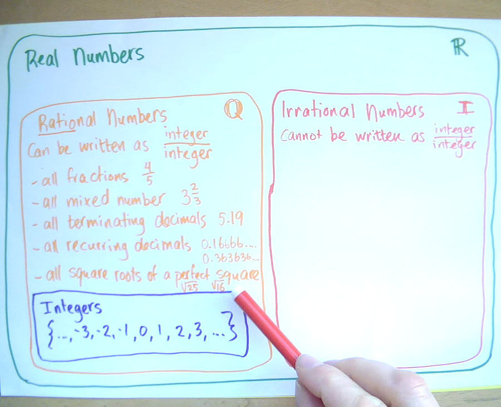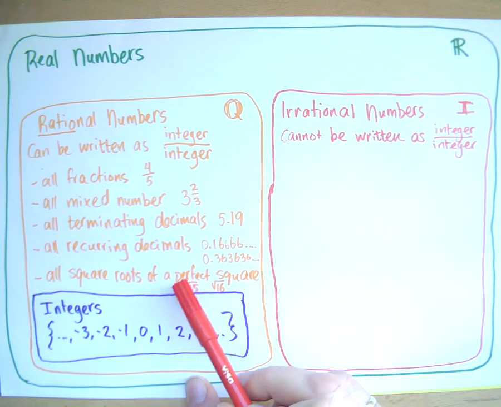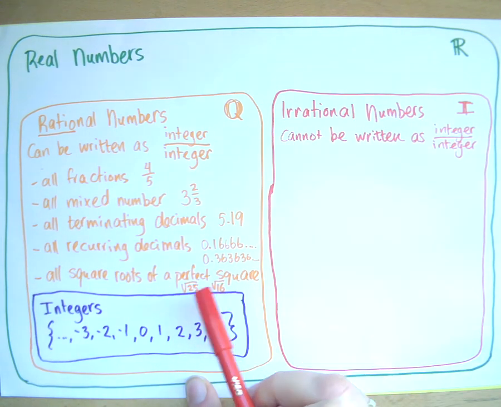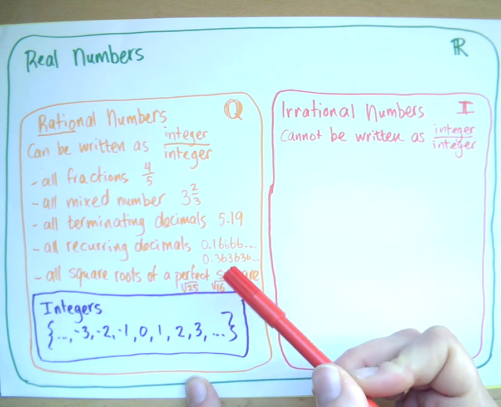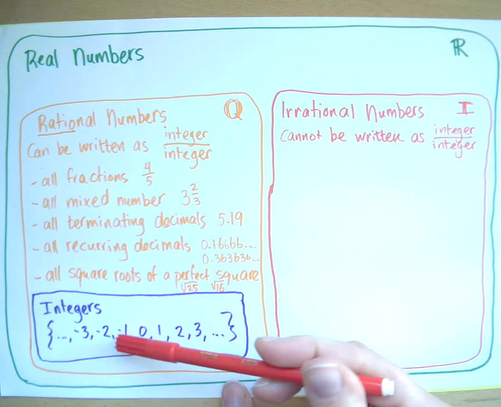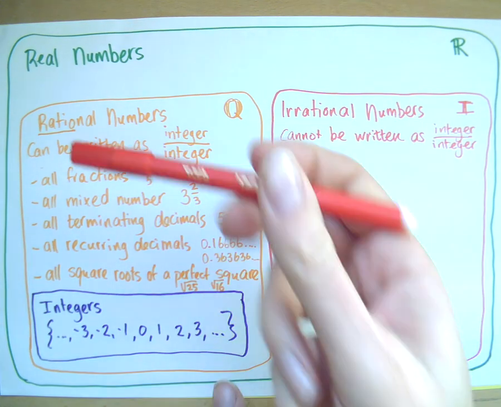That one's a little hard to imagine too. Well, this is easy to imagine, right? Because all these answers are actual integers. Square root of 25 is 5. Square root of 16 is 4. They're all simple integers, so obviously they're rational.